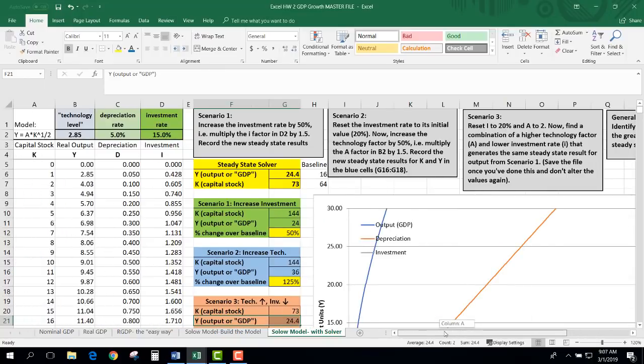Okay, so there you have it. That's the Solow model. That's how I want us to learn how it works, how to plug it into Excel. Hopefully this will help you burnish your Excel skills as well. And we understand economic growth, I think, pretty well now. So that's it for Unit 2.